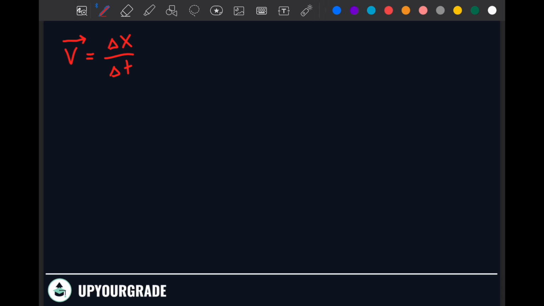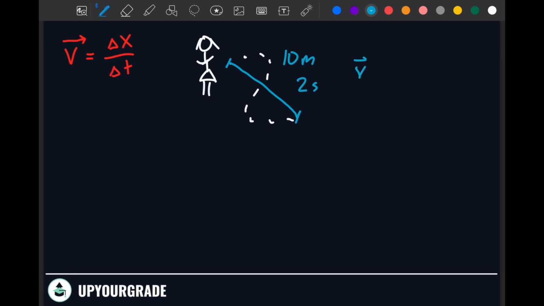And the reason the change in position is important is because, again, we're not just looking at the total distance covered. We're looking at where they ended up versus where they began. So if we take, for example, a girl that is going to be walking a path that looks something like that, right? We're not necessarily looking at the total distance traveled, but rather the change in position from the end compared to the start. So let's say that this is 10 meters, and this took her 2 seconds. Then the velocity is going to have, or an average velocity of 10 over 2 or 5 meters per second.